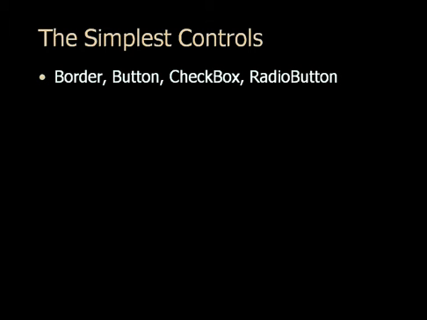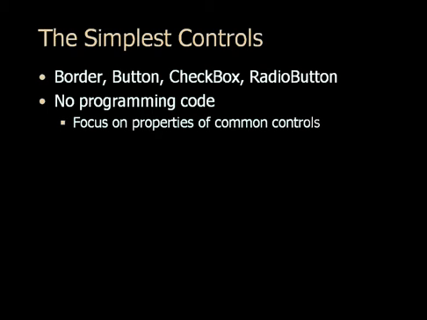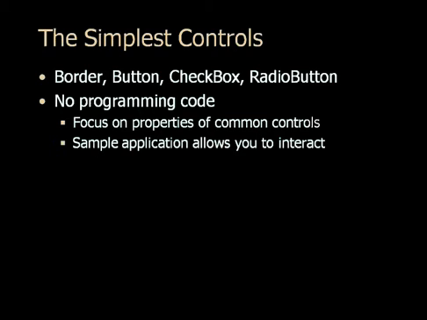In our investigation of some of the controls, we'll start by looking at the simplest controls, and that includes border, button, checkbox, and radio button controls. We won't actually look at any programming code in these examples. Instead, we'll focus on properties of some of these common controls. The sample application allows you to interact with these various properties, but there's a lot of code behind the scenes, and you may find that code interesting.